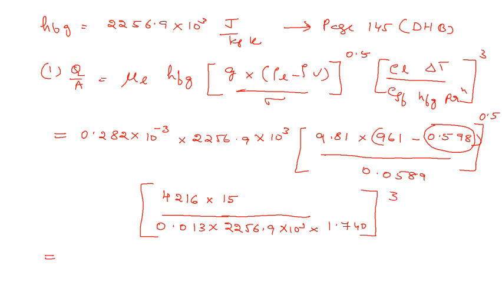So the first term we get 636.4458, and the second term turns out to be 399.94, and the third term will be 1.9. On multiplication, the Q by A, or heat flux value, will be 483.62 kilowatt per meter square. So if I want to find the power of the burner, then I have to multiply the heat flux into area.